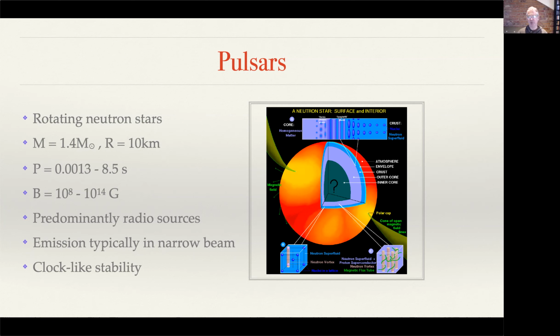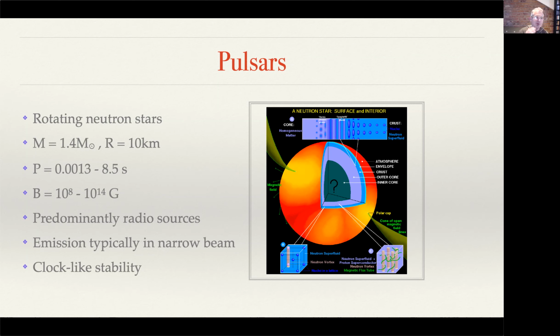Okay, so we'll show you some cartoons in a moment whereby we see that if this neutron star has a strong magnetic field and is spinning, then as the neutron star spins, we will get what is called a pulse of radiation, and hence is where the name pulsar comes from.